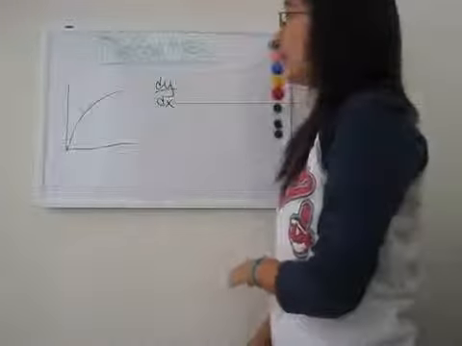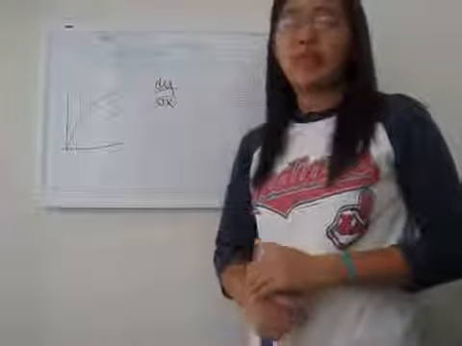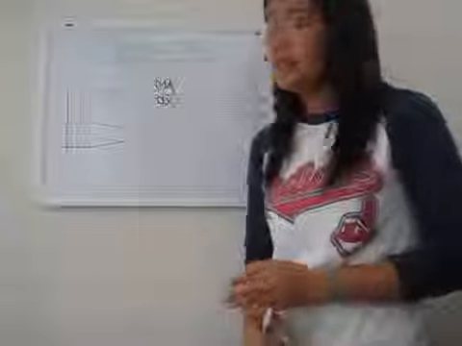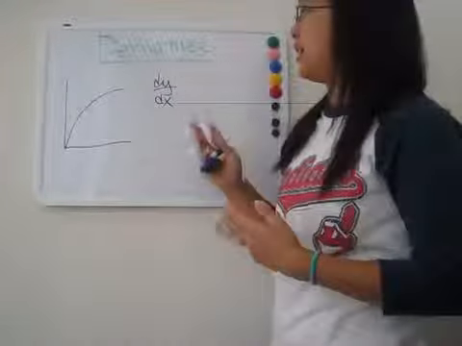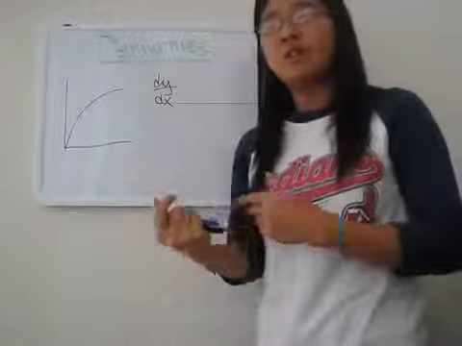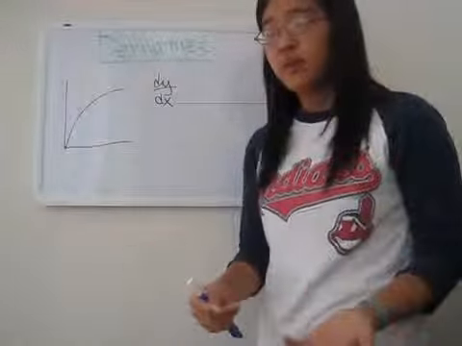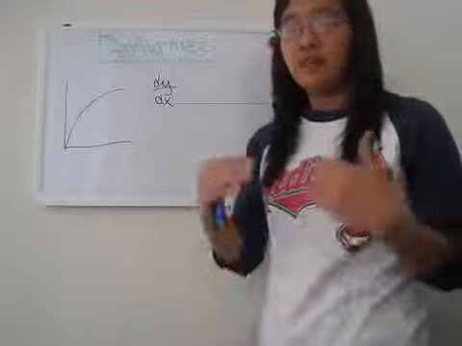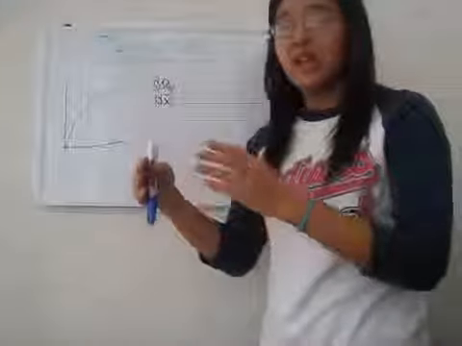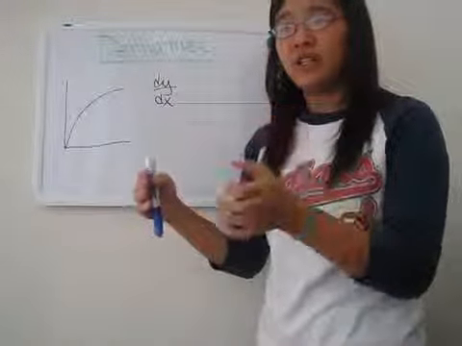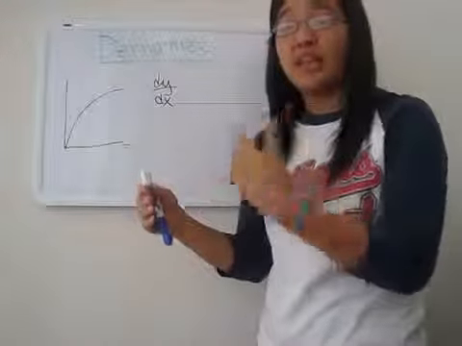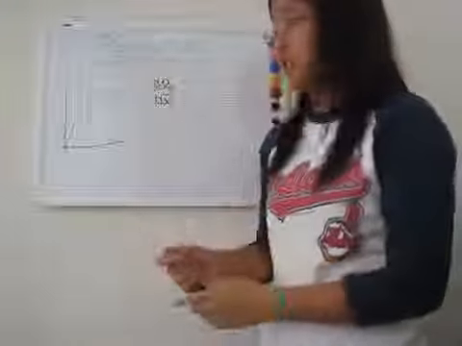Hey guys, so I'll be talking about one of the basic concepts of pre-cal and calculus, which are derivatives. A derivative is basically the slope of your function. If you take the derivative of a function, then you're going to get another equation for the slope at each of the points of your original function.